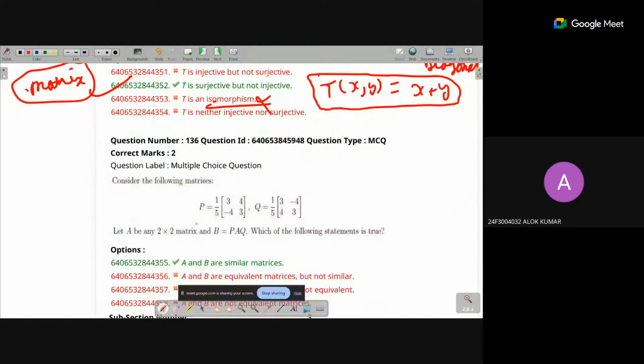Okay, now the second question. This is matrix P and this is matrix Q, and A is a 2 cross 2 matrix, and B can be written as B equal to PAQ. So we have to know that.